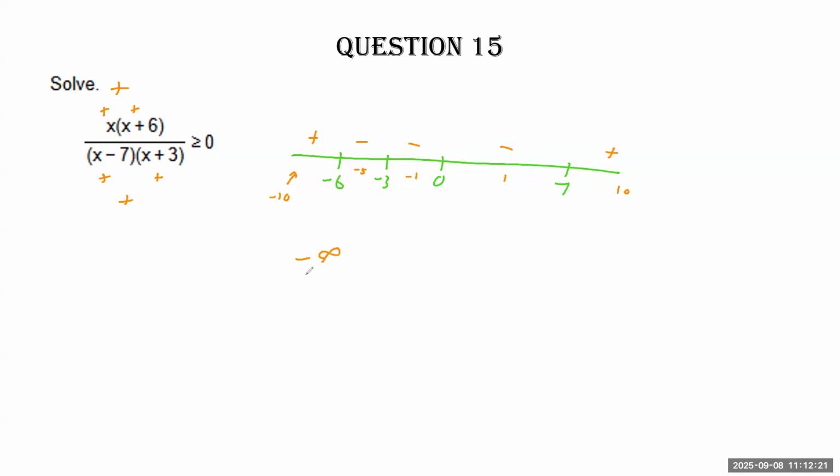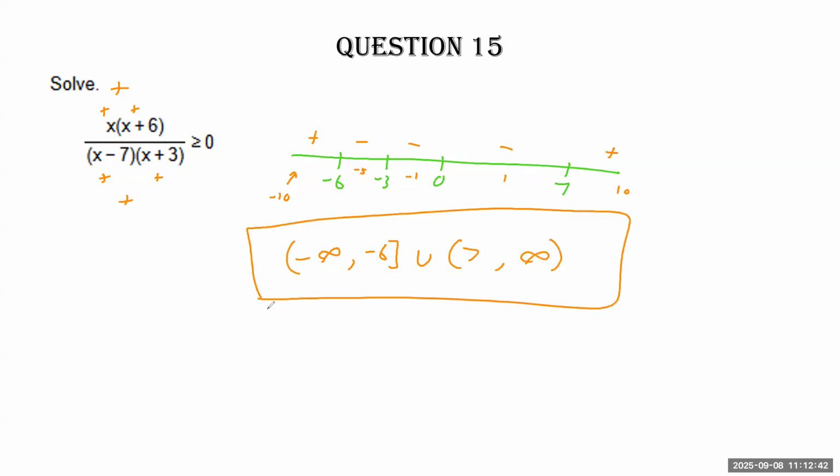I have negative infinity up to -6, and it can equal -6 because the numerator can be 0. That's fine. Union 7, which it cannot equal 7, so open parentheses all the way to positive infinity. So that would be our region there.